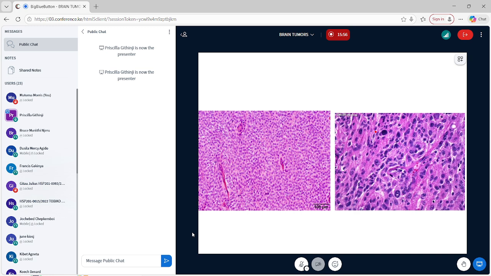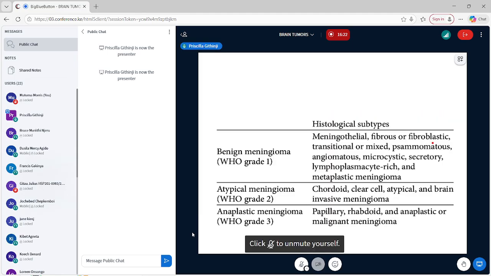So based on the histologic subtypes, your meningiomas are divided into either grade 1, grade 2, and grade 3, which I've gone through. So grade 1, your meningothelial, fibroblastic, transitional, psammomatous. There's even angiomatous, microcystic, secretory. For your grade 2, the chondroid, the clear cell, the atypical; and for grade 3, you have the papillary, rhabdoid, anaplastic, or malignant meningioma, so based on the histologic appearance.